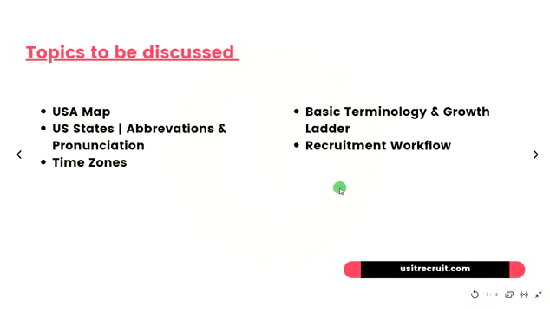So in the first module, we are going to discuss the US map and US states, abbreviations and their pronunciation, the time zones, and the basic terminology and growth ladder of a US IT recruiter and the recruitment workflow. Before getting started, please get ready with a pen and a piece of paper. If anything comes up, please note it down.